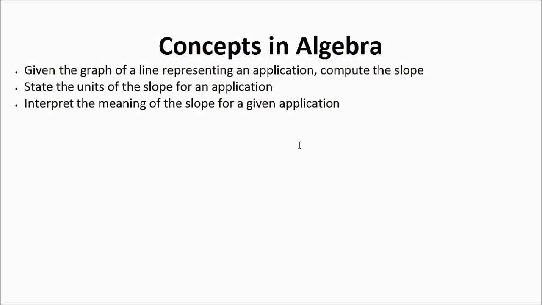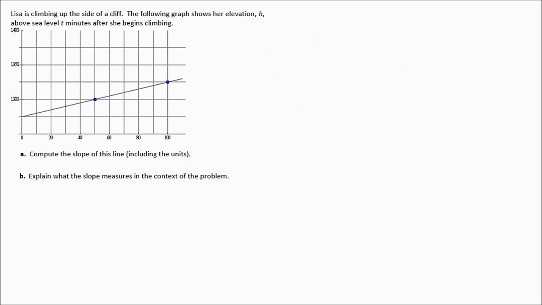So let's go ahead and take a look at the application that we're tackling here. Lisa is climbing up the side of a cliff. The following graph shows her elevation h above sea level t minutes after she begins climbing. So they tell us two things there. Well, they tell us actually plenty of things here, but two of the major items they give us is that this graph represents Lisa's height above sea level. I'm going to assume that's in feet, although some people might assume it's in meters. It's definitely not in miles. You're not climbing 1,300 miles.